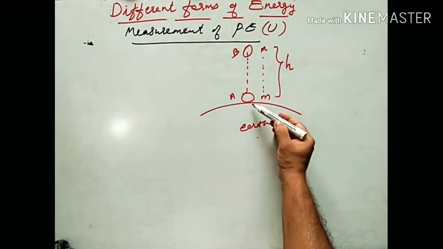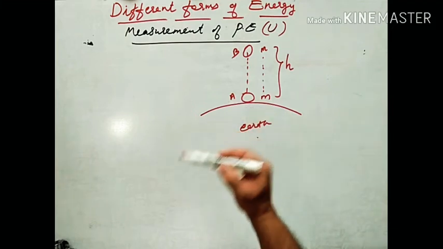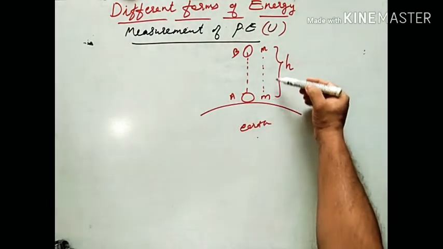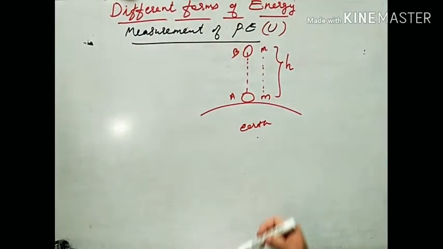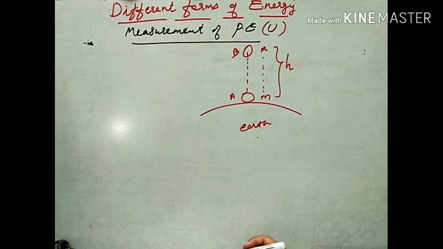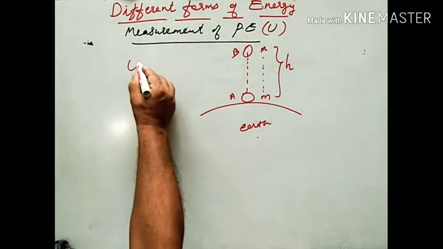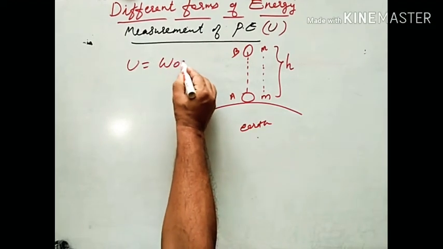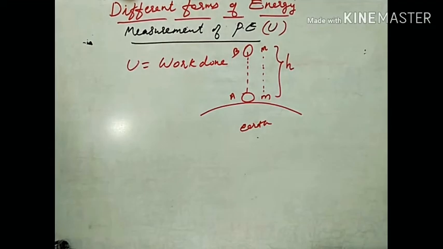Okay, a body of mass m resting on the ground at the point A is lifted vertically upward through a height h as seen in the figure. All right. So what is potential energy? Potential energy is nothing but the work done. You cannot measure potential energy directly, right?